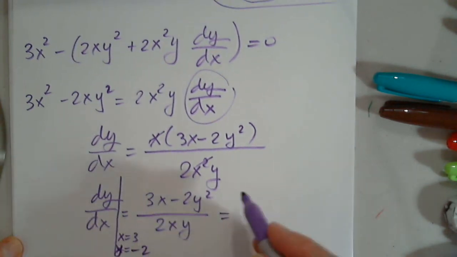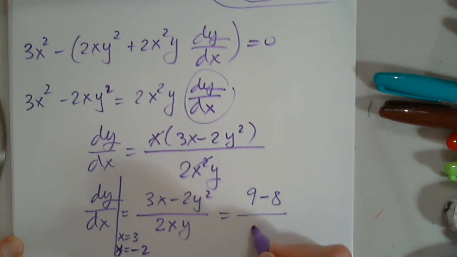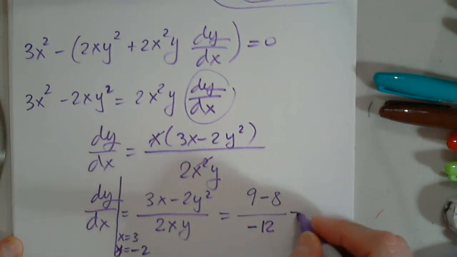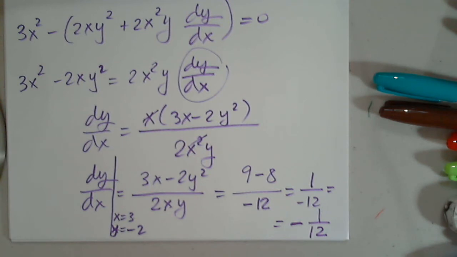Okay, so 3 times 3 is 9. 2 squared is 4, times 2 is 8, so -8, because this is positive and times -2. The denominator: 3 times 2 is 6, and 6 times -2 is -12. So the numerator is 1, the denominator is -12. The simplified form is -1 divided by 12. Thank you.